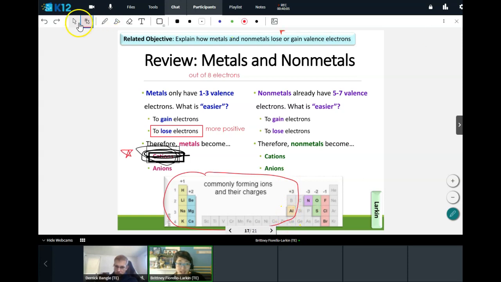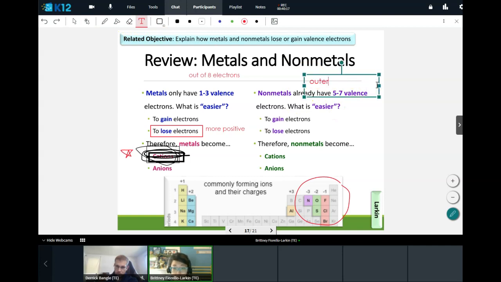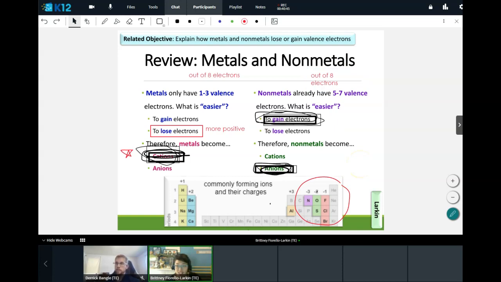Let's go ahead and try nonmetals up on the whiteboard. So nonmetals this time, on the right side of our periodic table, already have 5 to 7 of their valence electrons out of 8. So go ahead and circle on the board what's going to be easier, to gain or lose electrons. And therefore, will they become cations or anions? Go ahead and answer both questions up on the board. Excellent job, everybody. Okay, let me go ahead and pause those tools.